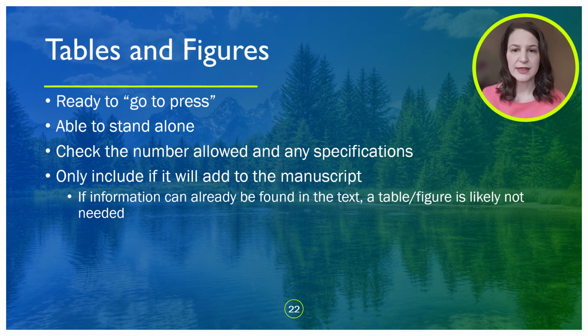As mentioned previously, check to see if the journal has a limit for the number of tables and figures they allow, as well as if there are specifications that need to be followed, such as whether the journal publishes in color or only black and white. It can be helpful to review other articles published in the journal to see how tables and figures have been formatted. Again, only include them if it will add to the manuscript. As a general rule of thumb, if the information can already be found in the text, a table or figure may not be needed.